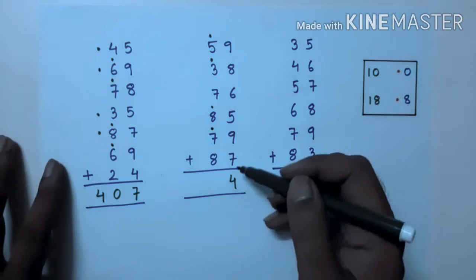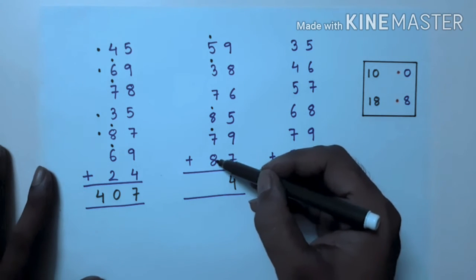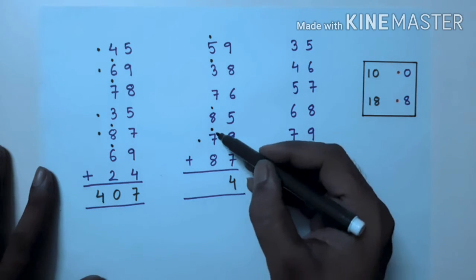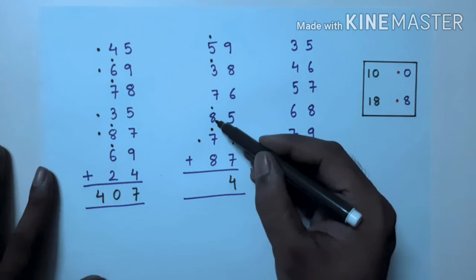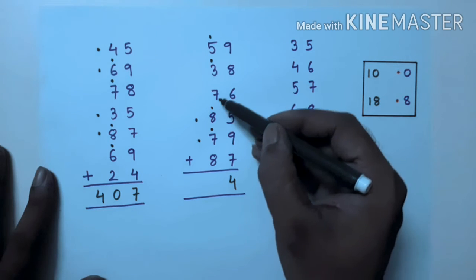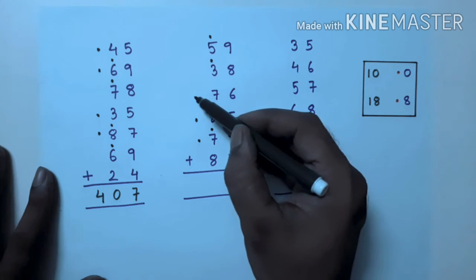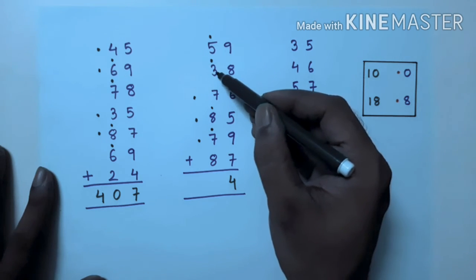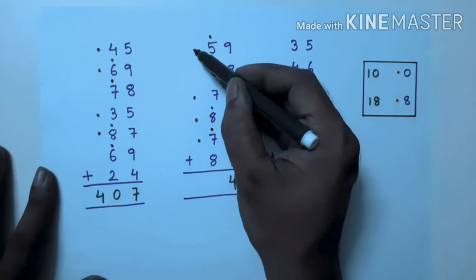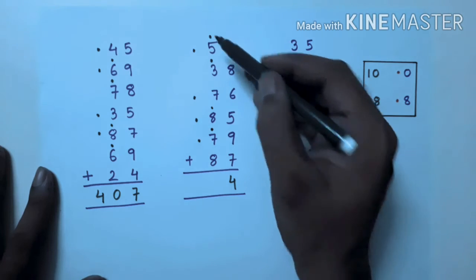Okay. Next we have again 8. 8 plus 7, 15, dot, 5 in the mind. 5 plus dot, 6. 6 plus 8, 14, dot, 4 in the mind. 4 plus dot, 5. 5 plus 7, 12, dot, 2 in the mind. 2 plus 3, 5. 5 plus dot, 6. 6 plus 5, 11. 11, dot, 1 in the mind. 1 dot 2.